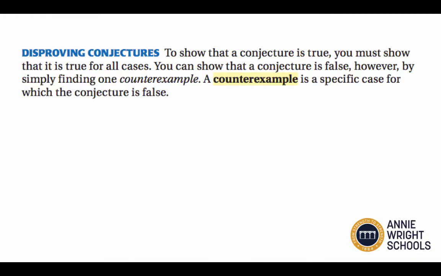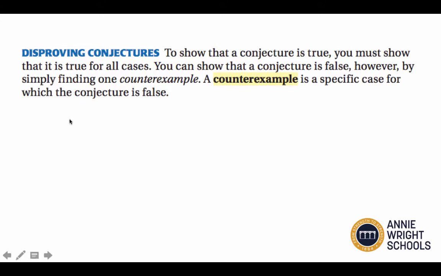When it comes to a conjecture, proving that it's true is very hard, because to prove that something is true, it has to be true no matter what. But disproving something is pretty easy. If we want to show that a conjecture is false, all we need to do is find one counterexample.